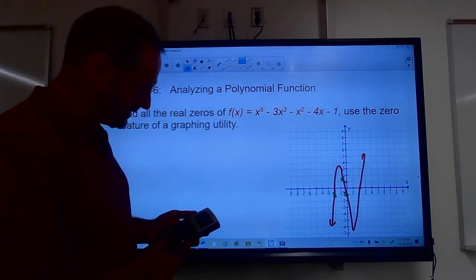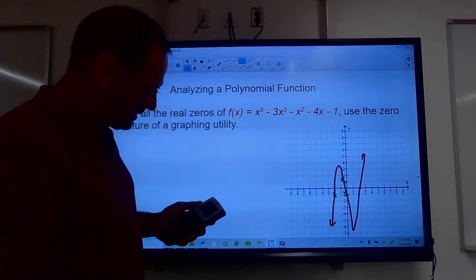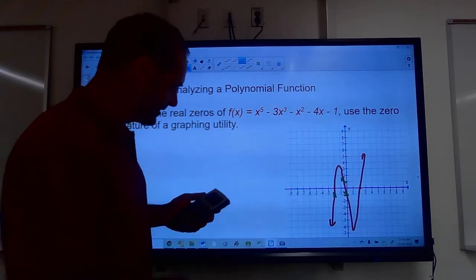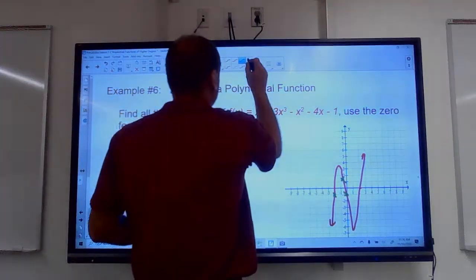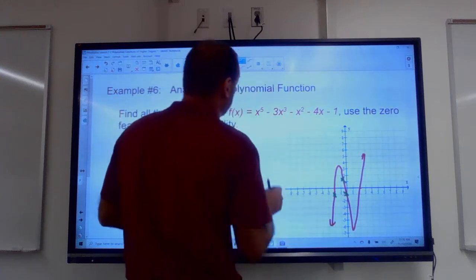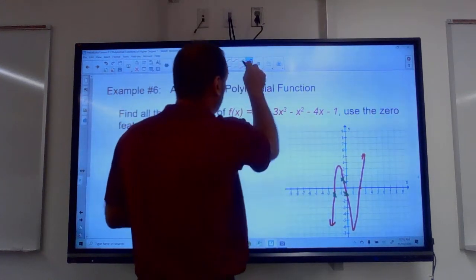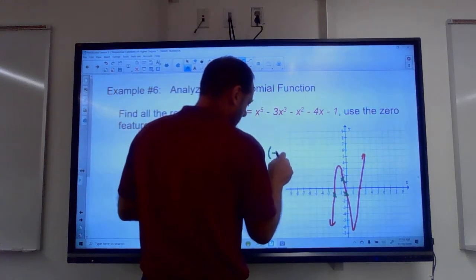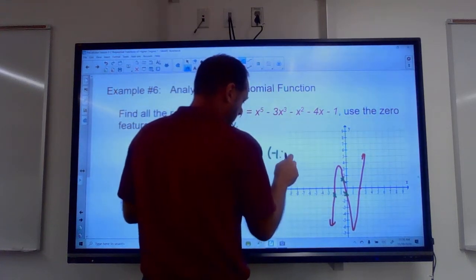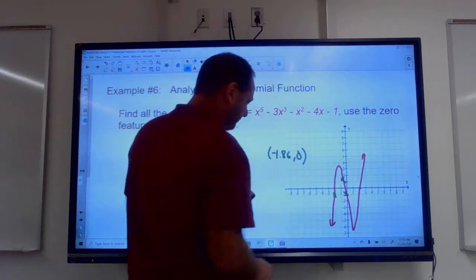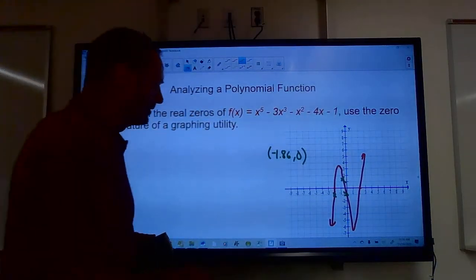And I hit enter again. It says guess. And it tells me -1.860. Okay, so I've got that. It looked like it landed right on 2, but it didn't. So I've got 1 point here is -1.860. That's this one.